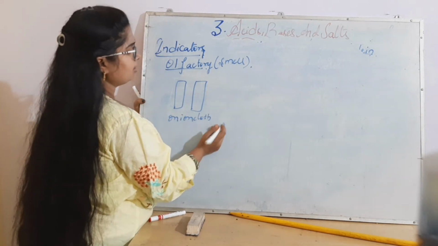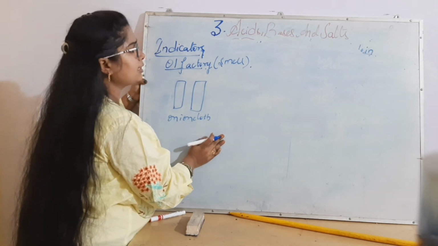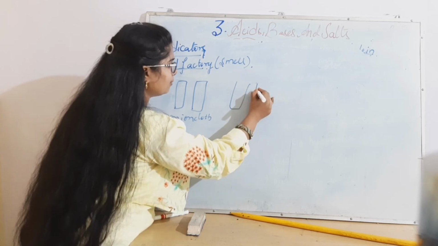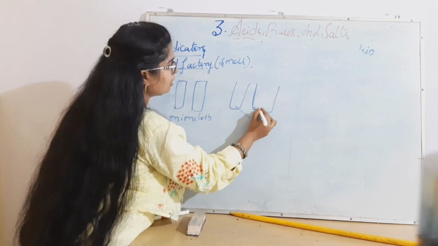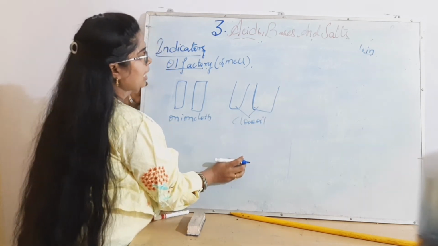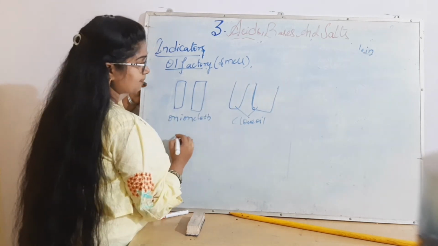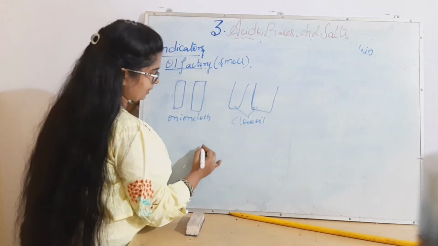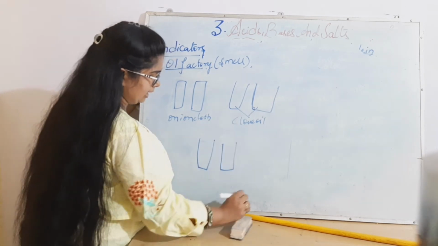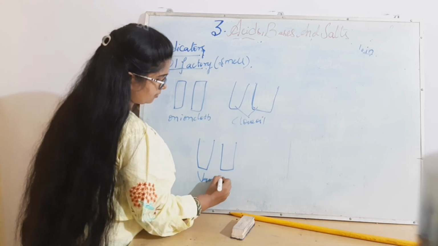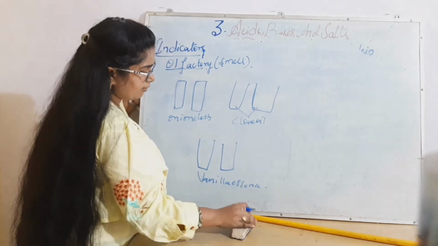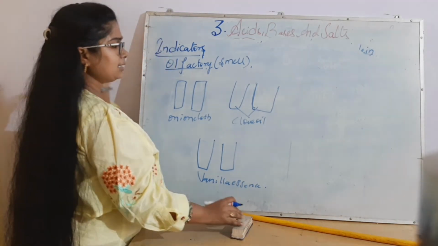And next, take clove oil. Take clove oil in these both. Okay. Next, vanilla essence. Vanilla essence you add. Then what happens? See here.